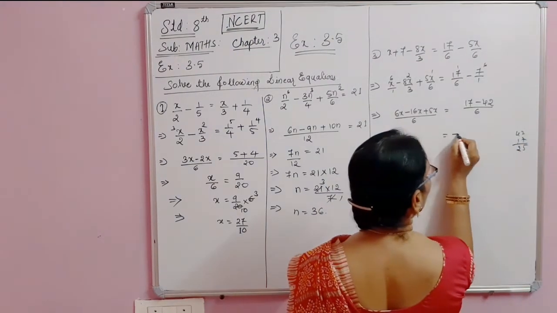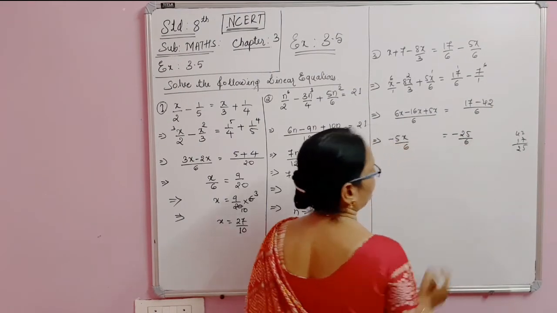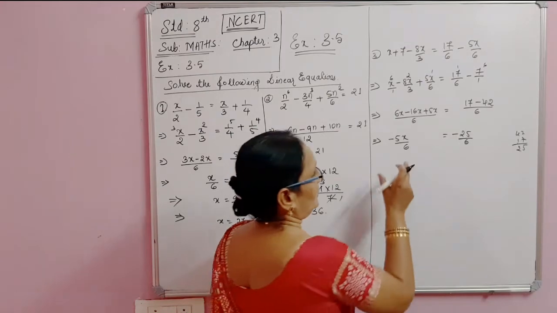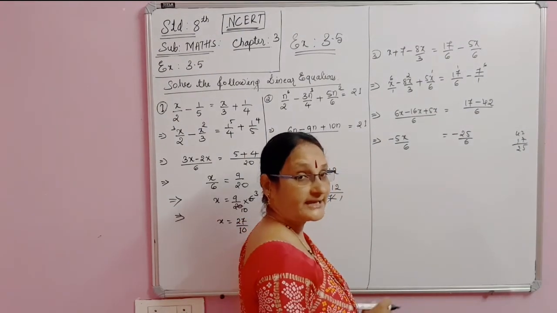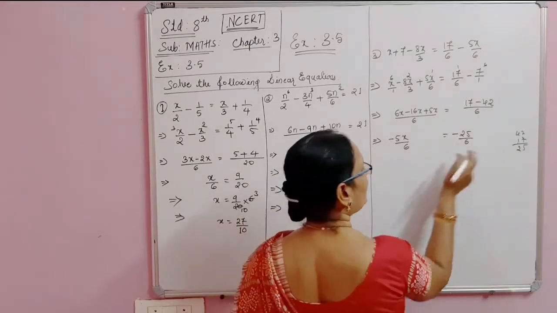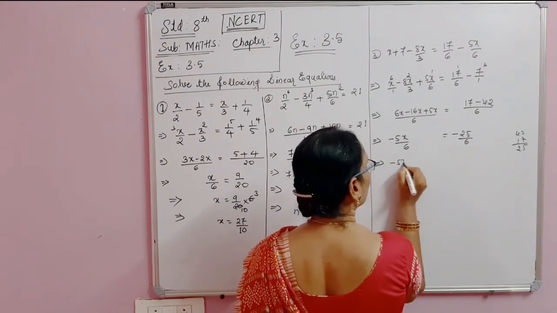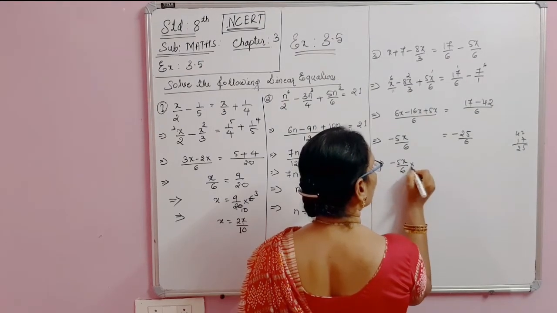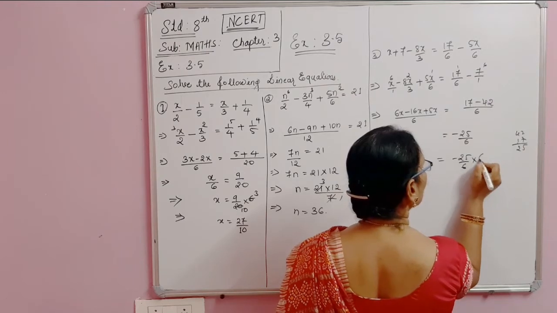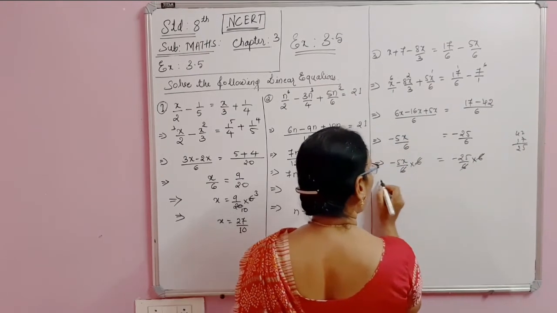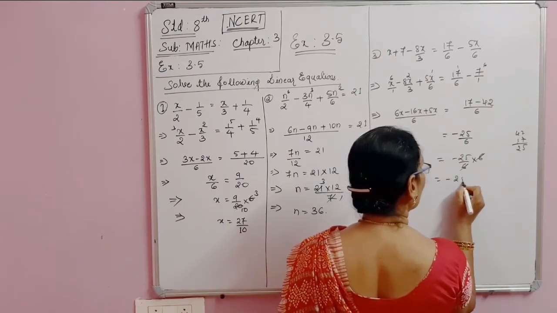Here minus 25. Why minus 25? Bigger number sign will come. 6. So both the sides, 6 6 is there, we can cancel it, or both the sides you can multiply by 6. So what happens? Minus 5 by 6 into 6 is equal to minus 25 by 6 into 6. Cancel. So minus 5x is equal to minus 25.